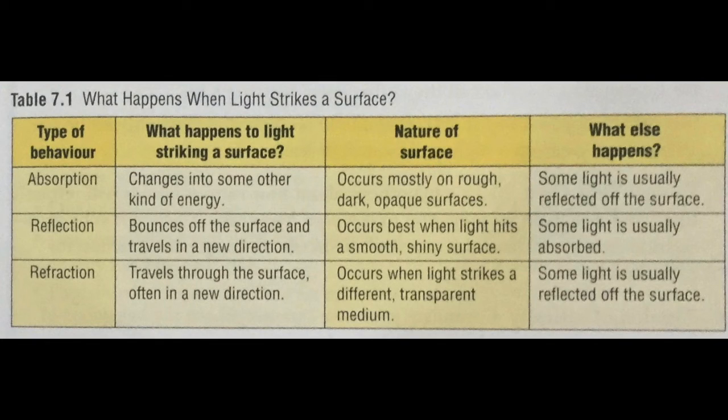Table 7.1, what happens when light strikes a surface? Well, one of three things is going to happen. It's going to be absorbed, it's going to be reflected, or it's going to refract. So what happens to the light striking the surface? The absorbed light changes into some other kind of energy, and this occurs mostly on rough, dark, opaque surfaces. And then what else happens? Some light is usually reflected off the object. How do you know that some light is reflected off the object? Because you can see it. I will leave the rest to you to read.